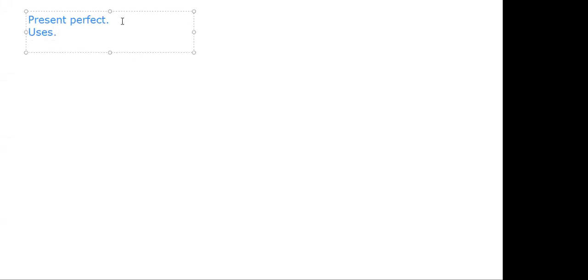And here is where we are going to see the different uses we have for the present perfect and the differences between the present perfect and the simple past, so you don't confuse them. We use the present perfect, guys, to talk about an action that started in the past and continues up to the present.